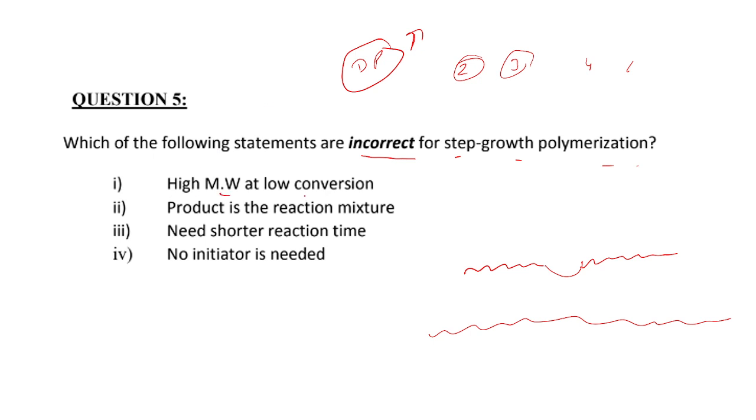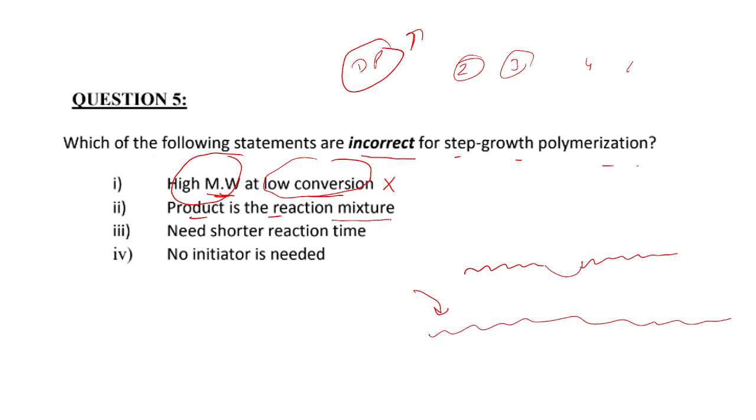High molecular weight at low conversion, no. This is incorrect, because high molecular weight will be at high conversion. I told you, at the end of the reaction these big chains will react and make further bigger chains. So high molecular weight will be produced at higher conversion, not lower conversion. So this statement is incorrect. Then we are moving further.